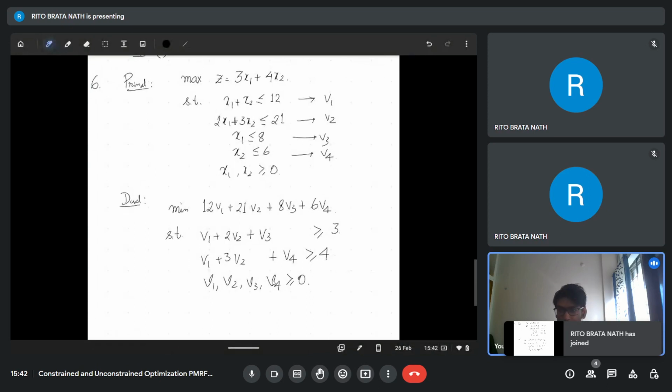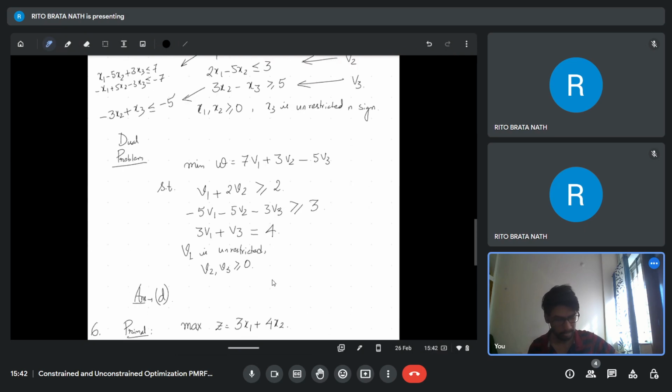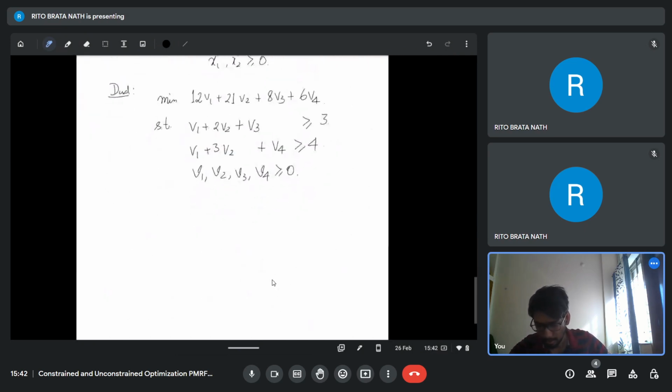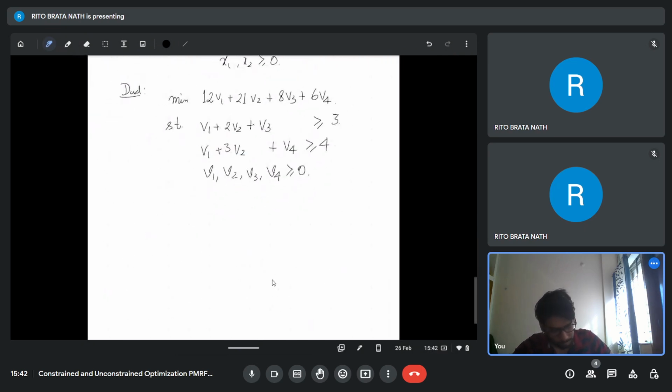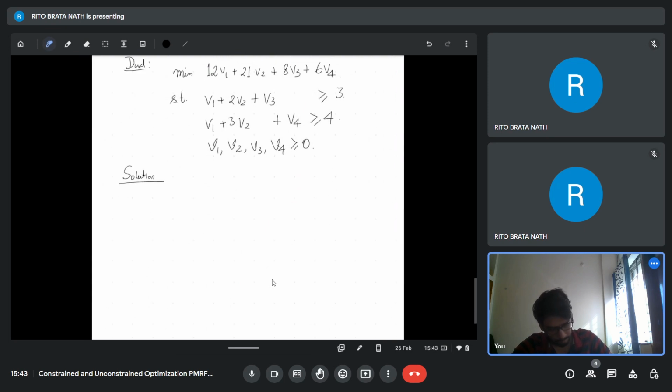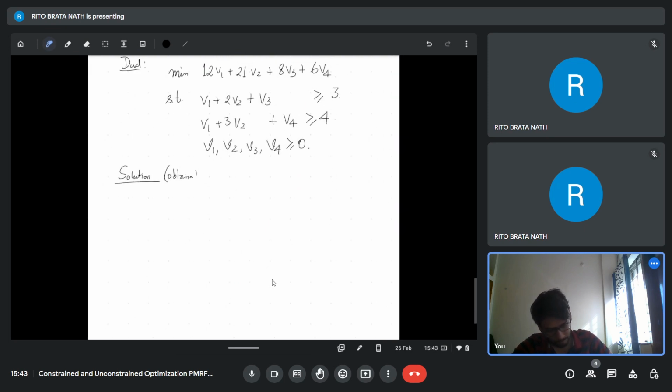Okay, so I have already shown you the method to solve that problem. So the answer is, let's write down the solution. So that's obtained from the Excel sheet.